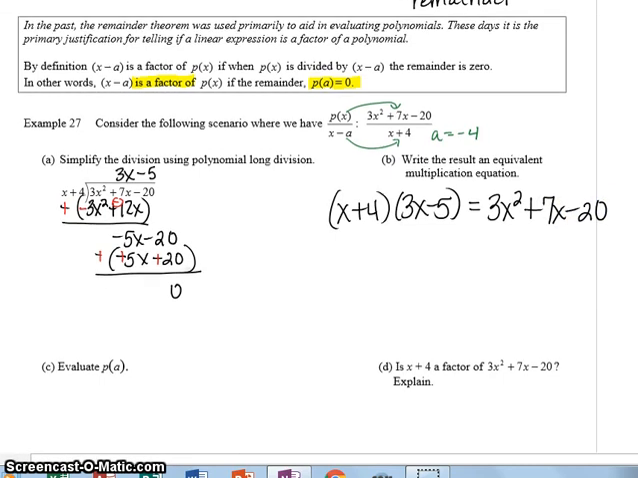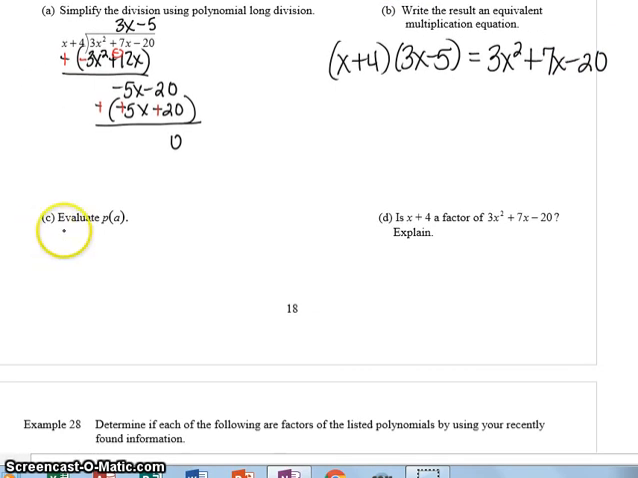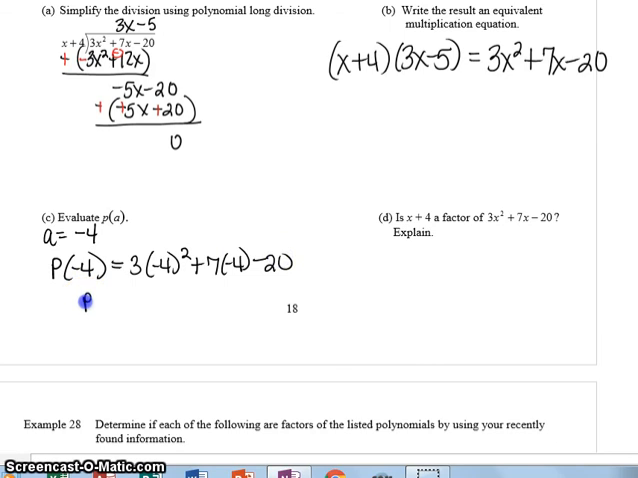Part C, evaluate P of A. Now don't forget, A is -4. So P of -4 means go back to the original, and it would be 3 times -4 squared plus 7 times -4 minus 20. So P of -4 is equal to 0. Okay, we know that. That's your remainder. Okay, so it should work out that way.